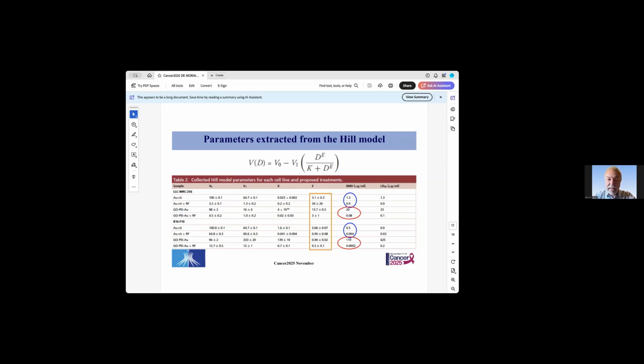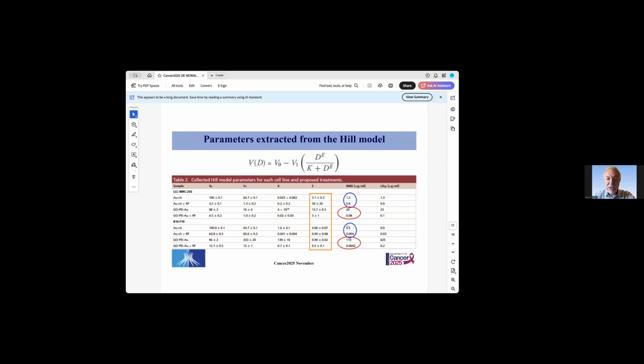If you look at the nanocomposite, it's even more impressive. So the BMD for the nanocomposite without application of radiofrequency is 20. If you apply radiofrequency, it drops down 2 orders of magnitude, actually. It's a huge increase in cytotoxicity. So you can see the synergies between application of radiofrequency and using a nanocomposite in the site you are applying the radiofrequency. If you look at the B16F10 cell line, you can see the same pattern.